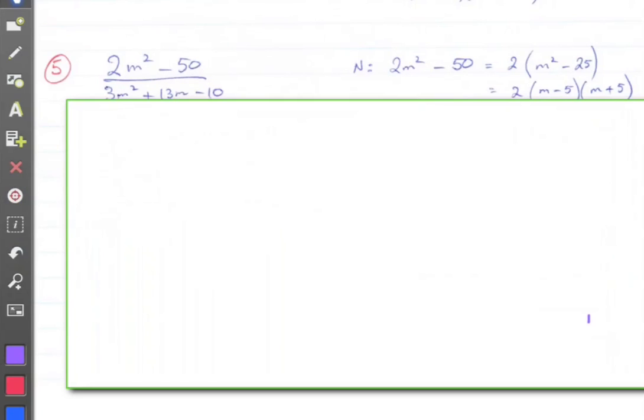Okay, the numerator has two steps though, and a lot of people miss this. There's the numerator, 2 outside of m squared minus 25, and that, just like question 1, is a difference of 2 squares, so you've got to get the 2 squares out there. And there's what the numerator will look like, 2 outside of m minus 5, m plus 5.